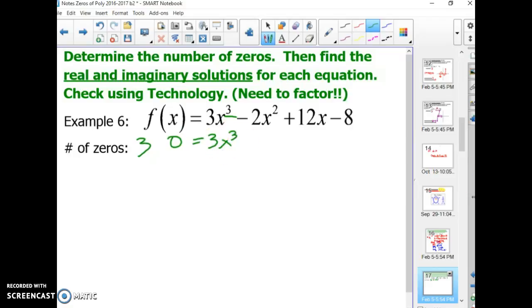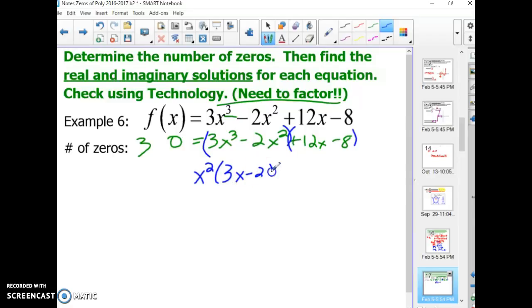So here I go: 3x to the third minus 2x squared plus 12x minus 8. So here's the hint. I need to factor. So I've got to factor this. I don't care if you do it by grouping or if you do the box. Both of those terms have an x squared in common, so I'm going to pull out this 3x minus 2. And then I need a 3 here and a 4. Will 4 go into that? Yep. So I want to pull out a positive 4, so I get this 3x minus 2.